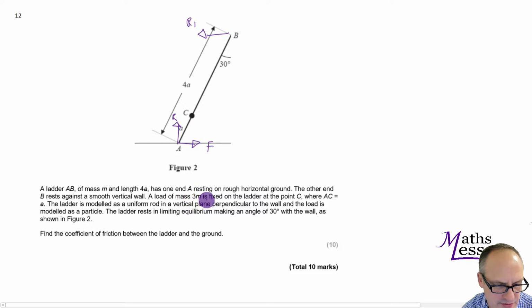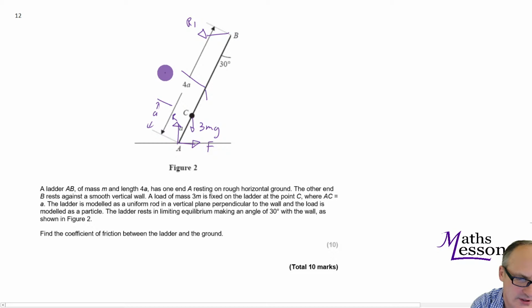A load of mass 3m is fixed at the point C. So there's 3mg acting down there, where AC equals a. So this distance here is a. The ladder is modelled as a uniform rod, so we do know it's uniform. So we've got 2a getting ourselves to here, so we have mg acting at that point, perpendicular to the wall. The load is modelled as a particle. The ladder rests in limiting equilibrium, making an angle of 30 degrees with the wall, as shown in figure 2.